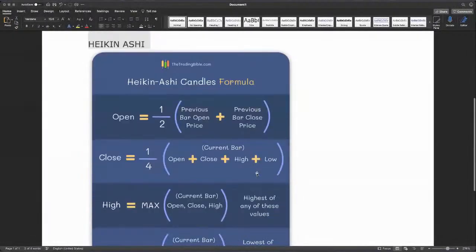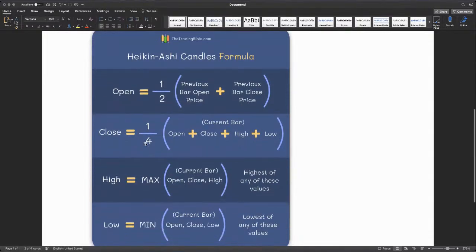So I'm back here, and you see that the HEIKIN-ASHI candle is not simply based on the current candle's open or close price, high price, low price. What it actually does is, let's say, for example, this is a green candle we're talking about. The open price of that candle is half of the previous open price and the previous close price. So what they do is they add these two together divided by 2. Okay, so you get an average. The close price is a quarter of the open, close, high, and low of the current bar.